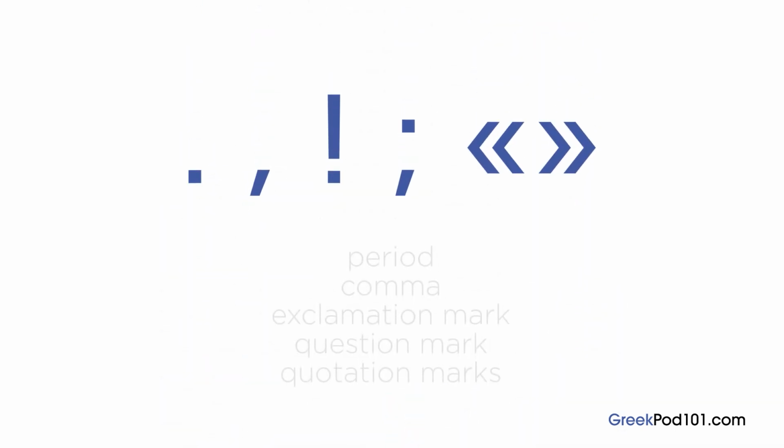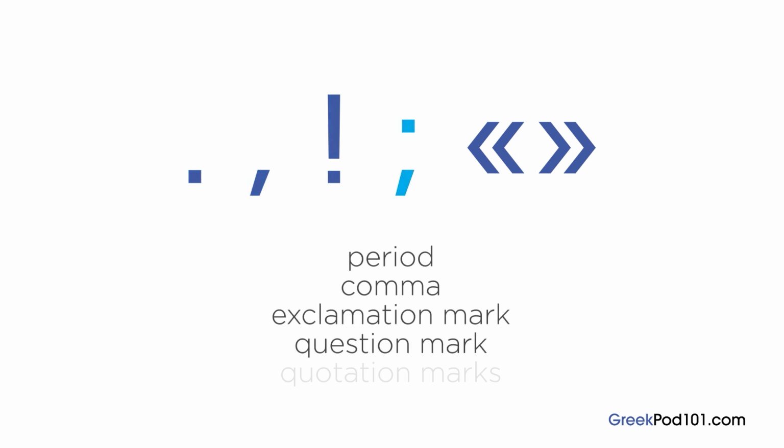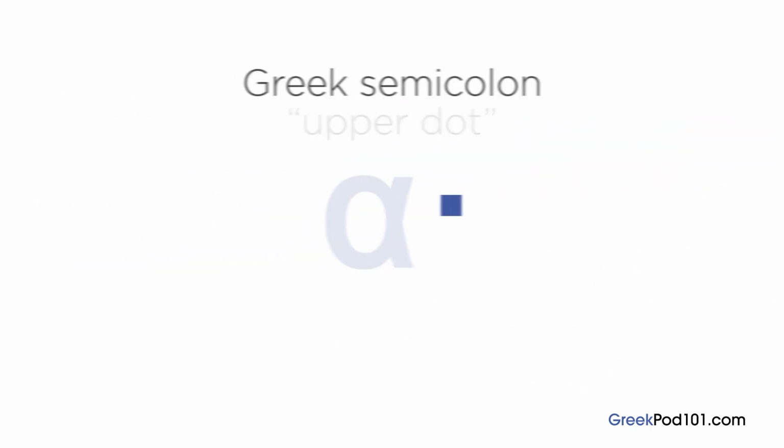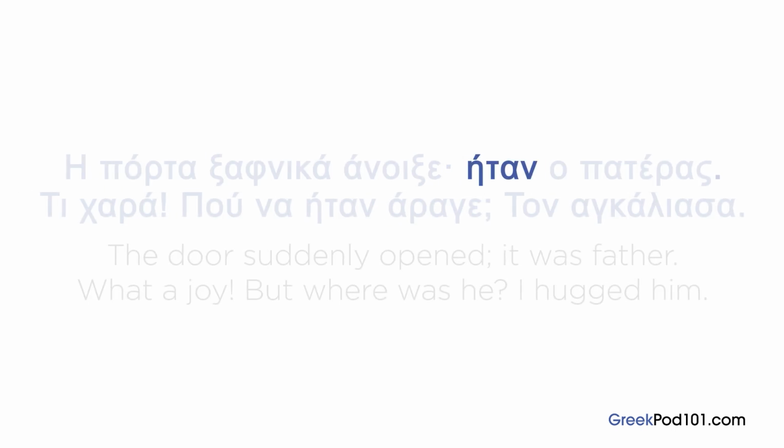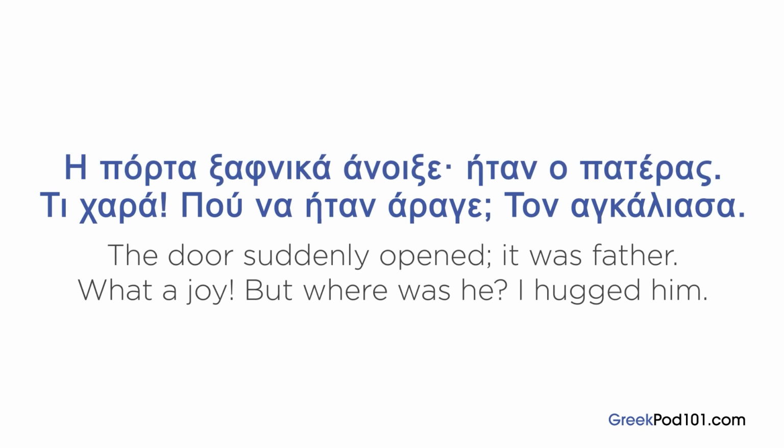The main punctuation marks include the period, the comma, the exclamation mark, the question mark, which actually looks like an English semicolon, and the quotation marks. The Greek semicolon, which is literally called upper dot in Greek, is a dot that is placed at mid-letter height. After an upper dot, the next word doesn't need to be capitalized. But after a period, an exclamation mark, and a question mark, you should capitalize the first letter of a new sentence, just like you would do in English.